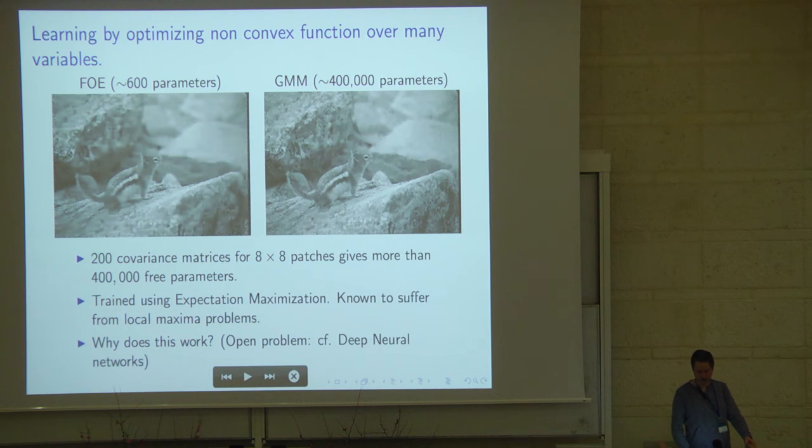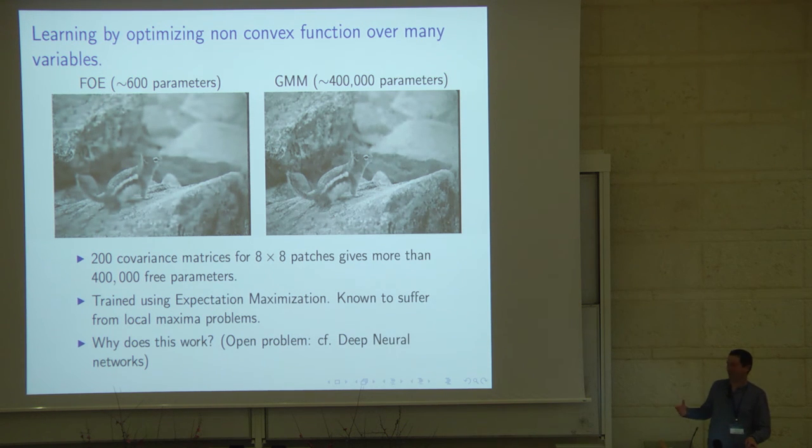The Gaussian mixture model, you can do the calculation, has 200 covariance matrices for 64-dimensional things, so it's more than 400,000 free parameters. And 5 or 6 years ago, that seemed a totally crazy thing to do. How much data would you need in order to estimate that amount of free parameters?